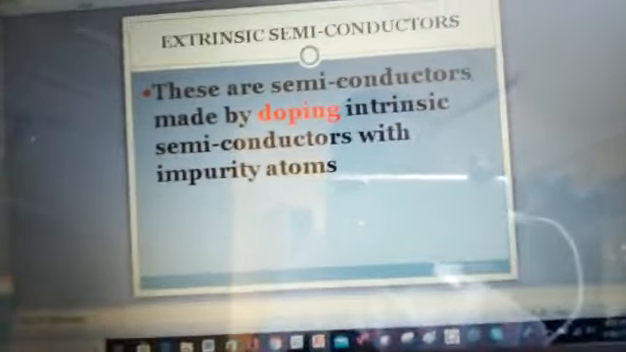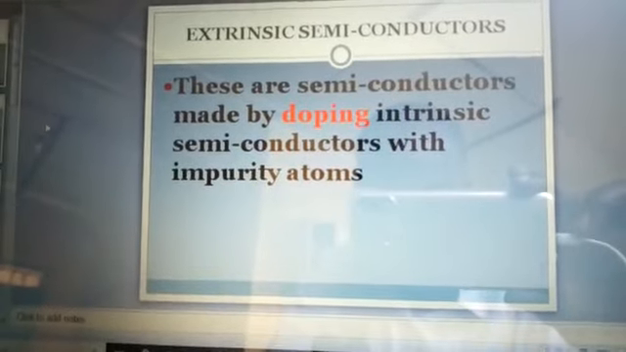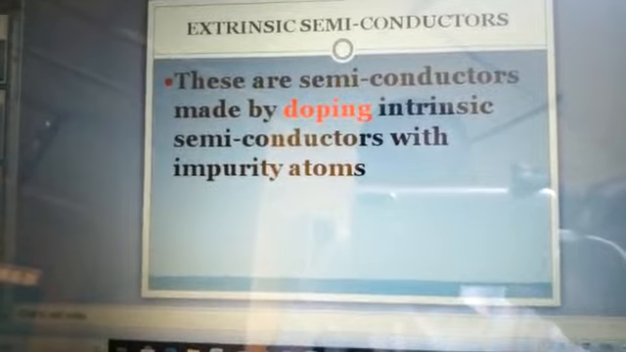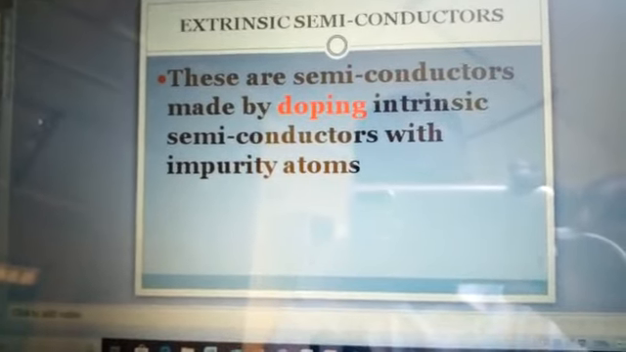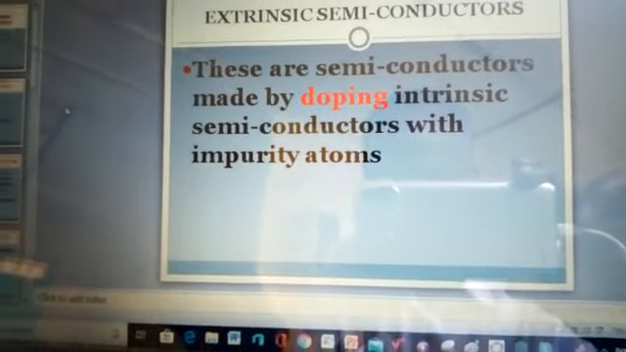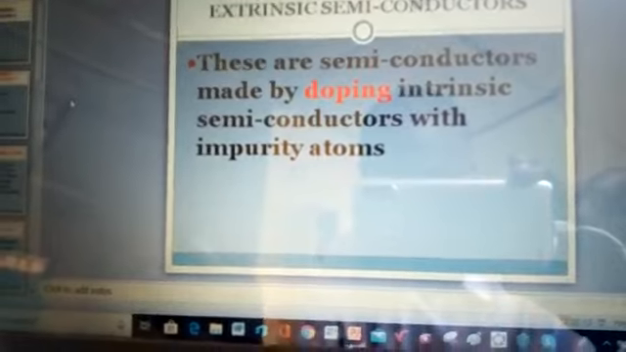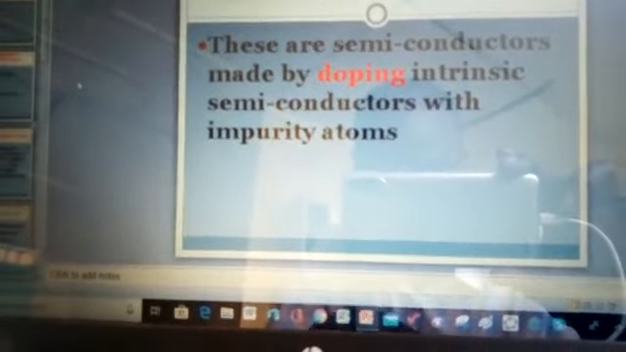Now, extrinsic semiconductors, on the other hand, are made by doping intrinsic semiconductors with impurity atoms. So, an impurity atom is added to a pure semiconductor for you to get an extrinsic semiconductor.